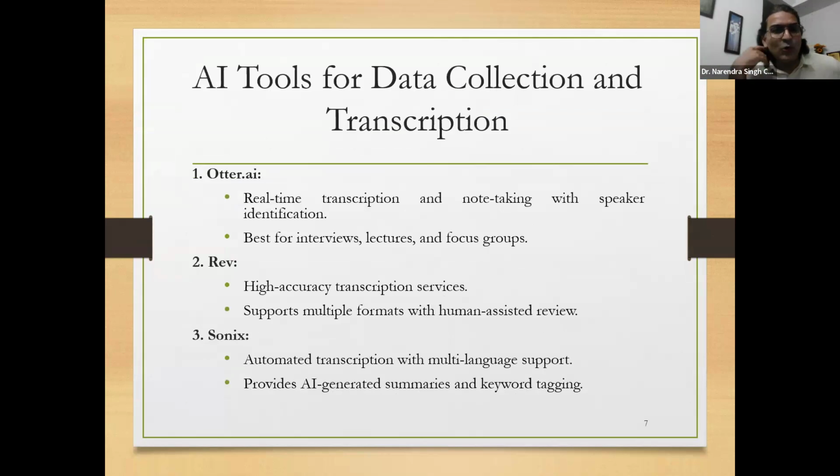But for example, Otter AI, this is the first thing. Whenever you are doing any meeting with any person, you can just log in with Otter AI and record that meeting with it. Once that meeting is over, it will give you real-time transcription and note taking with speaker identification. So largely when you want to go for interviews and lectures, you can use this. Otter AI, I have used it very well. Rev is there, with high accuracy and support. So these are other platforms which you can use, but Otter AI works very well.